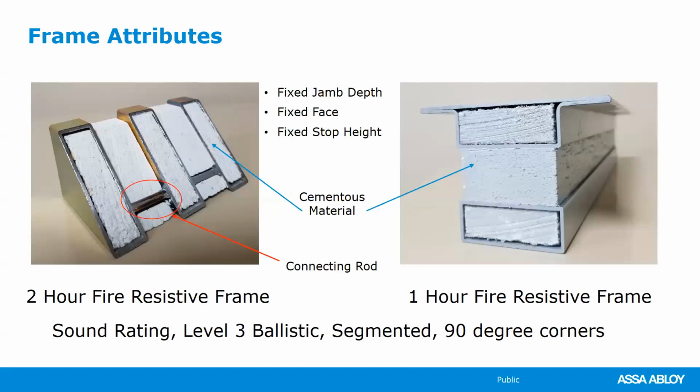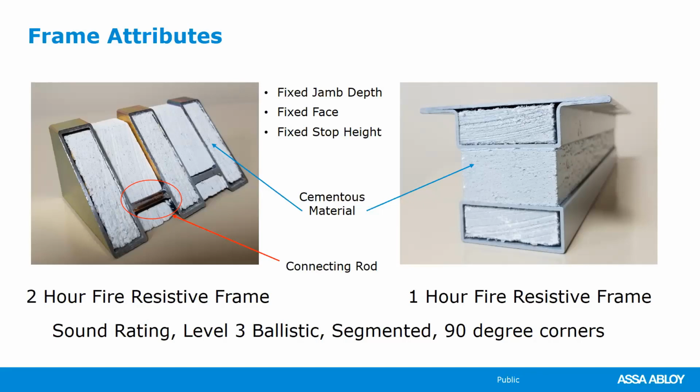Which brings us to these frame attributes. As you can see, these two pictures look nothing like standard hollow metal at all. The one on the left is a 2-hour rated product. The one on the right is a 1-hour product. They have a material that looks very similar to the material used for cores of a temperature-rise door, and is definitely a cementitious type material.